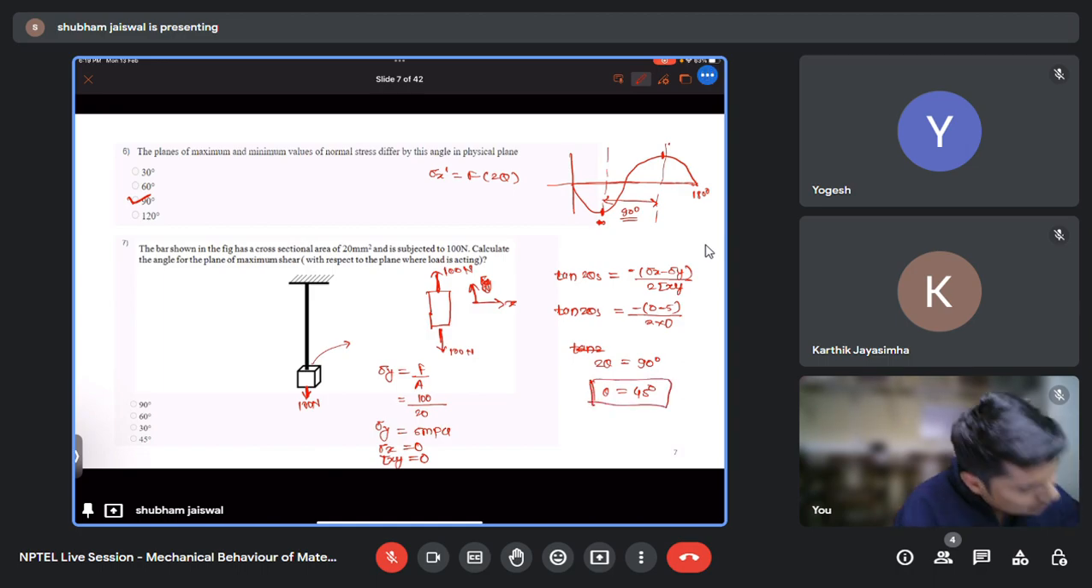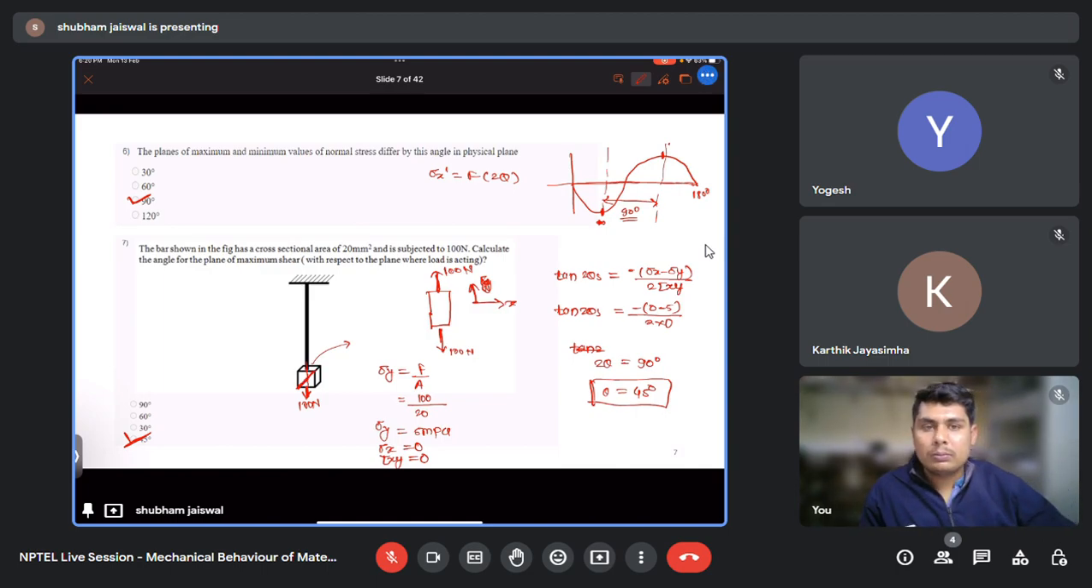So in this figure, the plane of maximum shear will be at an angle of 45 degree. So here you can see it will make a 45 degree. So at this location we will get the maximum shear.